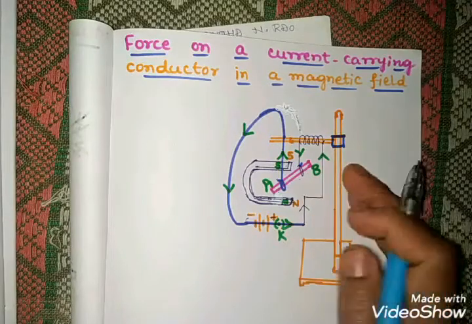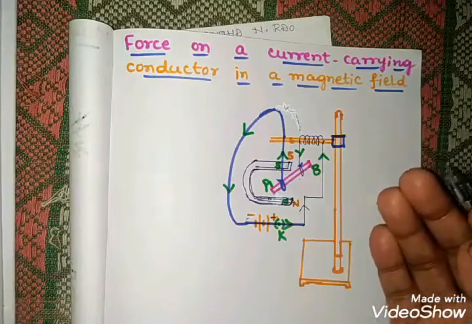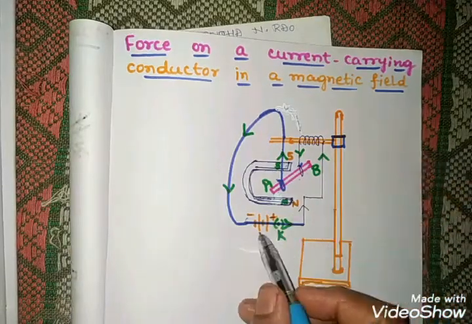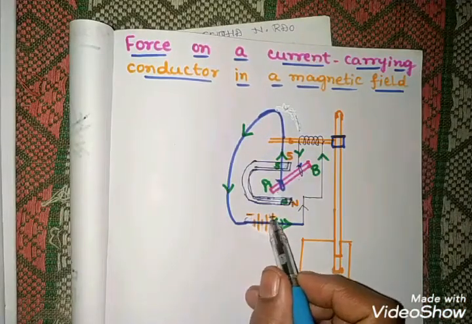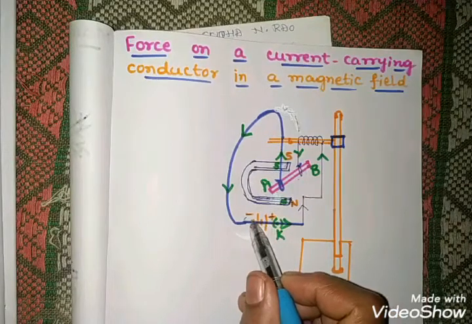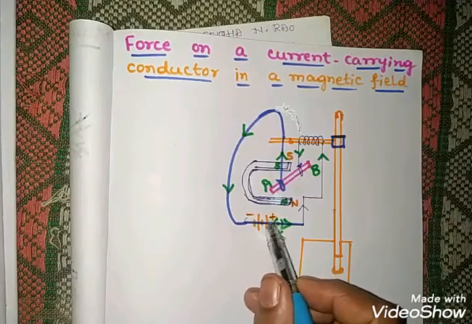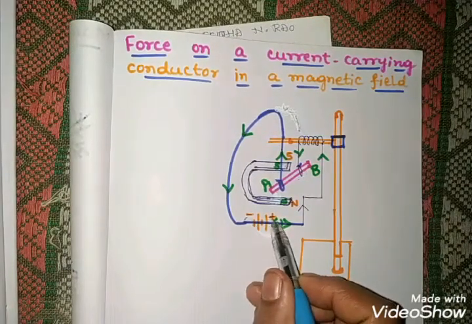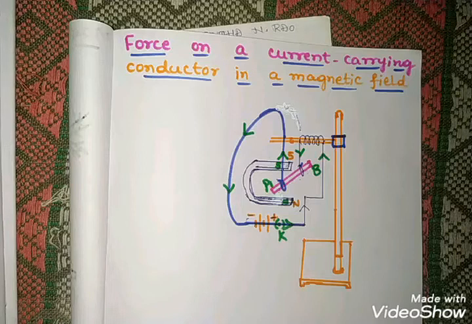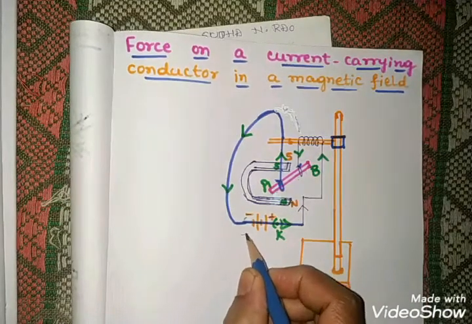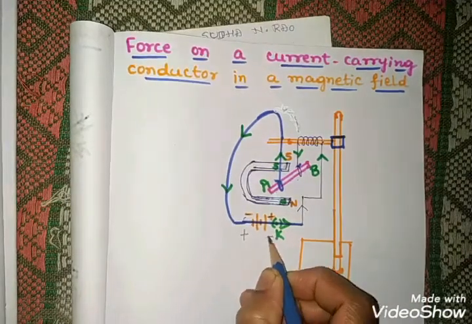Now, let us observe by changing the terminals of the battery. Negative is brought here, positive here. By interchanging the terminals of the battery, we can reverse the direction of the current, right? What happens then? If we change the terminal, this becomes positive now and this becomes negative, right?